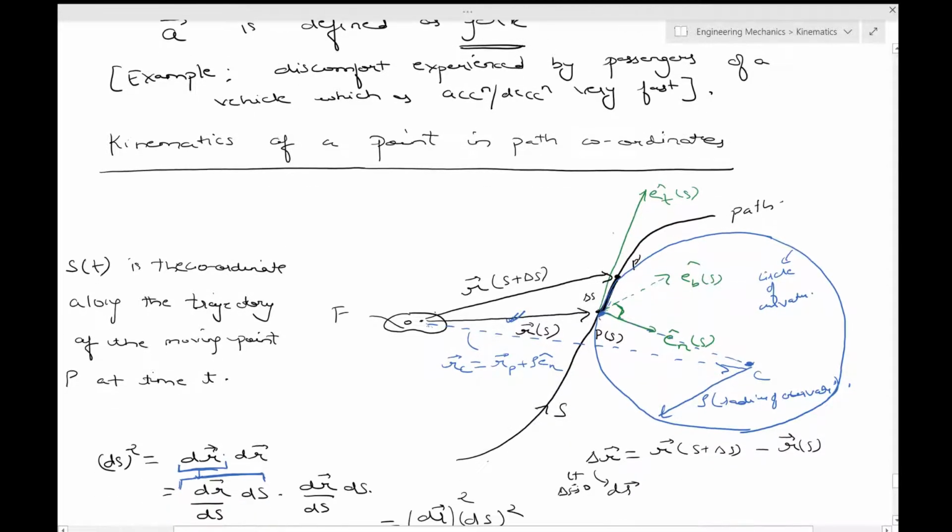EB will be Et cross En, and if it is all in this one plane, then EB will be inside the screen. But since S is actually a three-dimensional curve which is being drawn on your screen, we can't really make very strong comments about where it will lie on the screen.